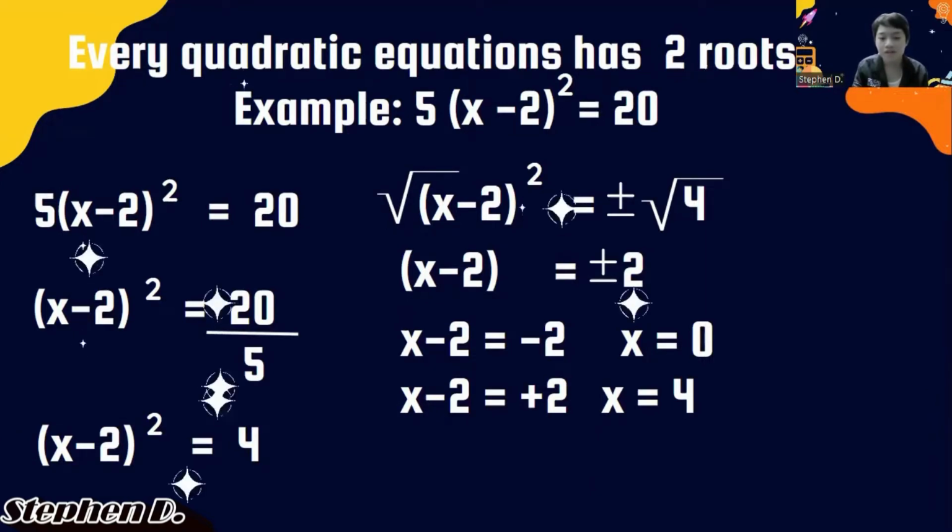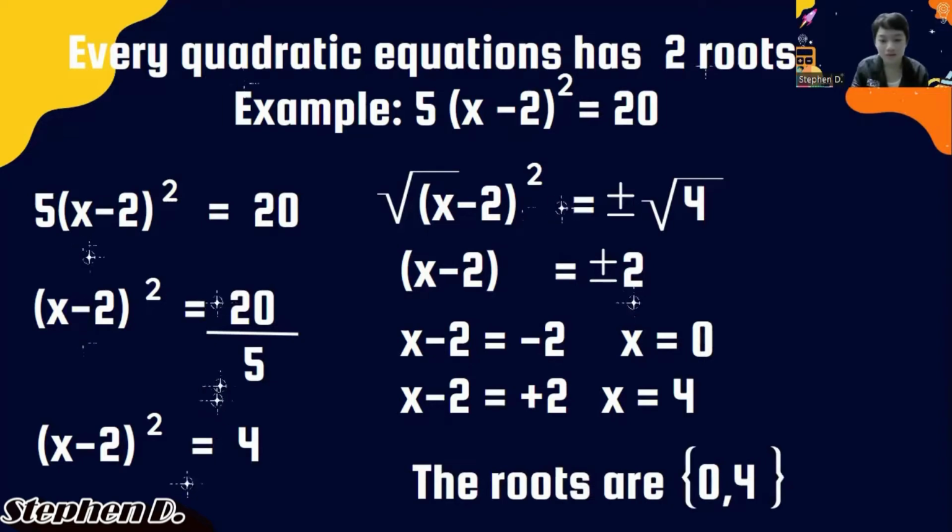If it's negative 2, we transpose the negative 2, and we get x = -2 + 2, which is equal to 0. And then x - 2 = positive 2. Transposing the negative 2, we get 2 + 2, same signs, copy the sign, we add 2 + 2 again, which is 4. So the roots are 0 and 4.